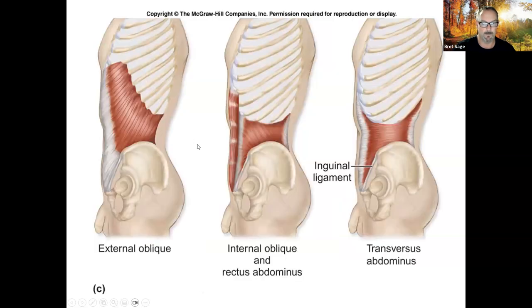cadaver. Okay, we can see external oblique muscles, the muscle fibers go this way. Internal oblique muscle fibers go the opposite direction. And transverse abdominis go across, transverse meaning across the long axis of the body. Each of these helps you move your torso in different ways.